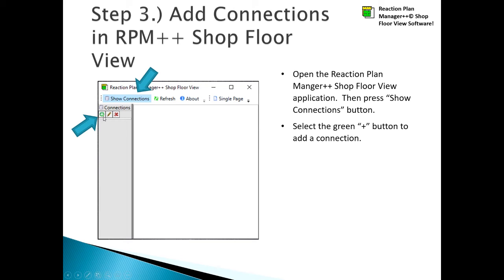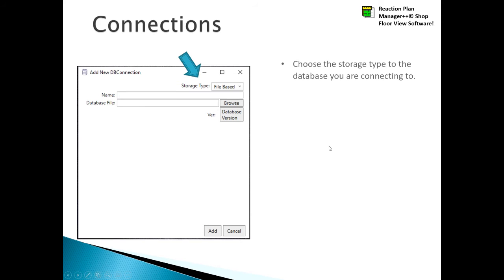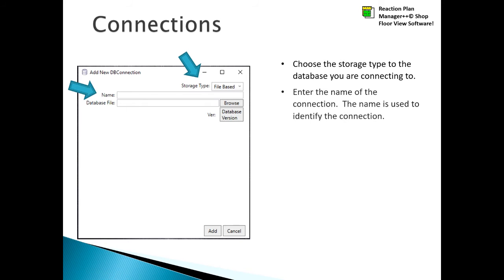Then you select the green plus button to add a connection. When you do that, an Add New DB Connection window will pop up. You'll choose the storage type for the database you are connecting to. You'll enter the name of the connection. The name is used to identify the connection. This is different than the location name that's in Reaction Plan Manager++. This is a name that you'll use inside Reaction Plan Manager++ shop floor view to identify the connection.